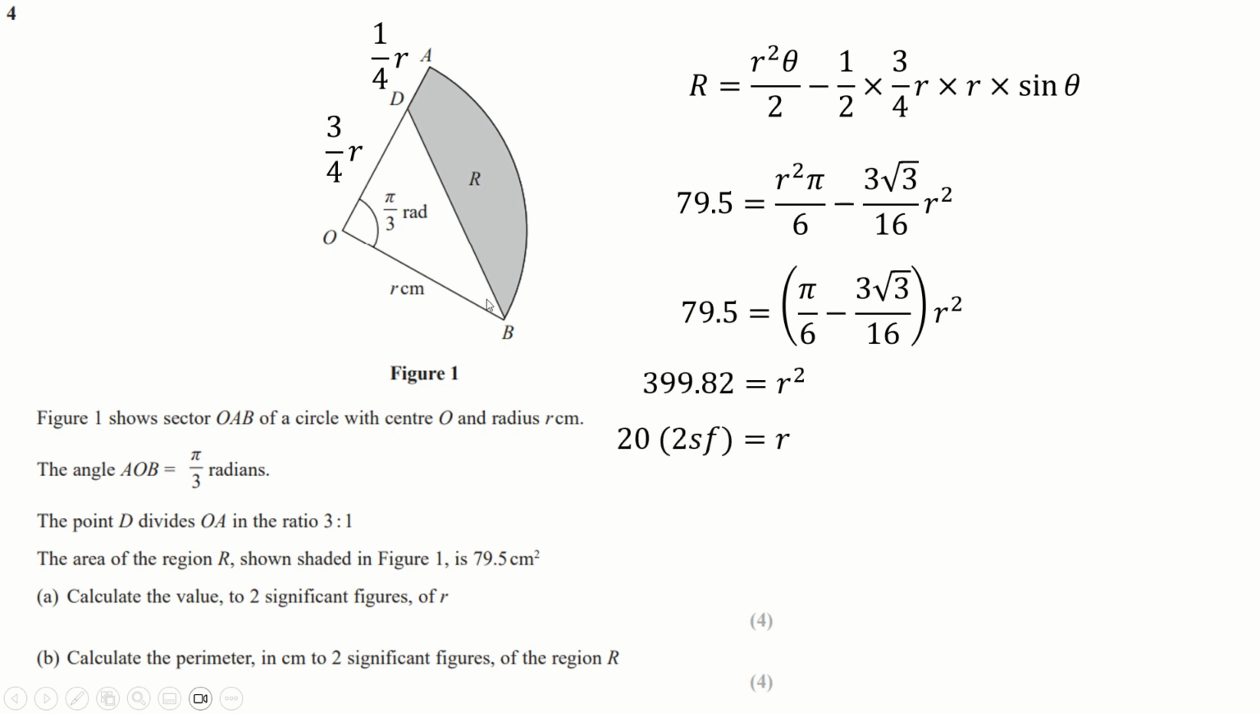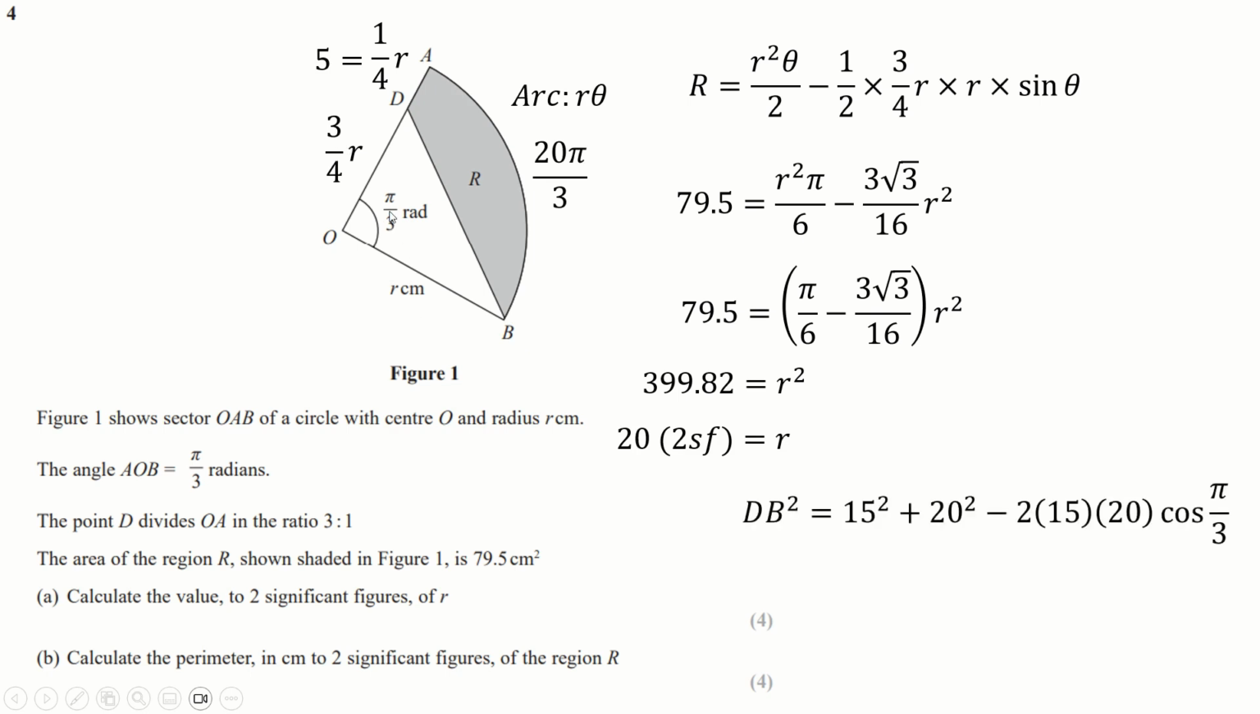And then the perimeter of the region R, so the arc length is just r theta. So we're just going to do 20 times pi over 3 for the arc length. And then this length is just 1/4 r, which is just roughly 5. And then this length here, we can do cosine rule for. We can just do DB squared equals this squared plus this squared minus 2 times this times cos of that. Type it into a calculator, press square root, and you get this. And then add up this result and this result together. So to the nearest two sig figs it is 44.